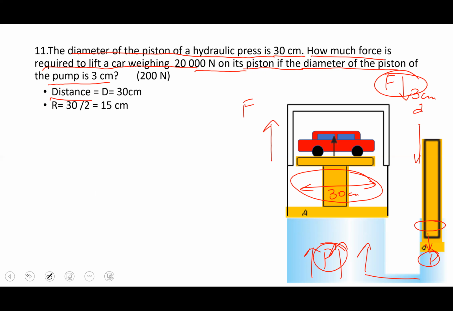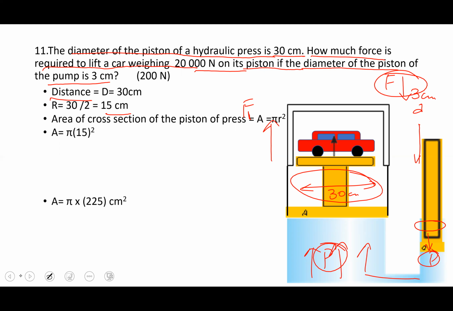And the radius, because it is in circular form, is 30 divided by 2, which is 15 centimeters. So we can calculate the area of cross section of this piston A, or we can say F1 in this case. This force lifting up is F1. So A is equal to pi r square. The area will be pi multiplied by 15 square. If we take the square of 15, it will be pi multiplied by 225 centimeters square.